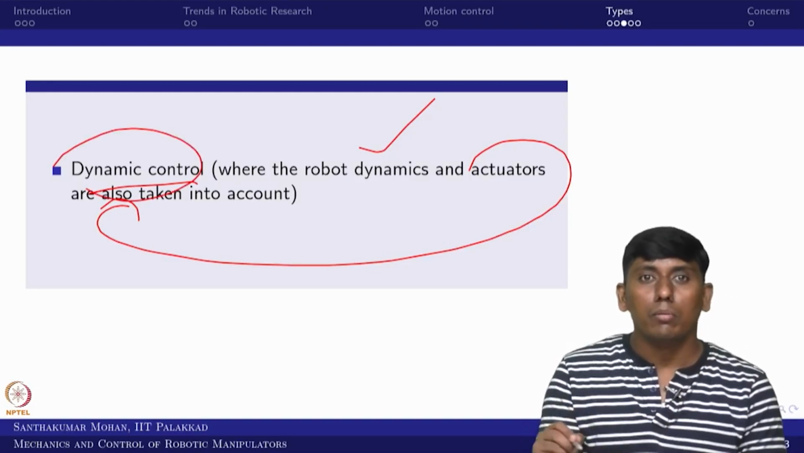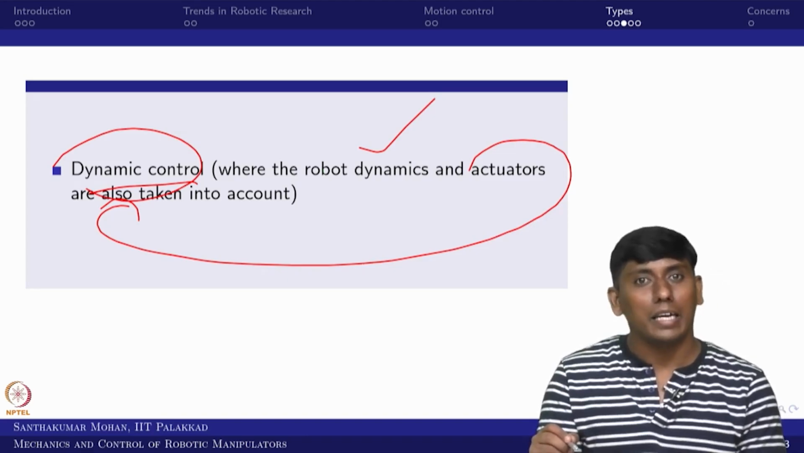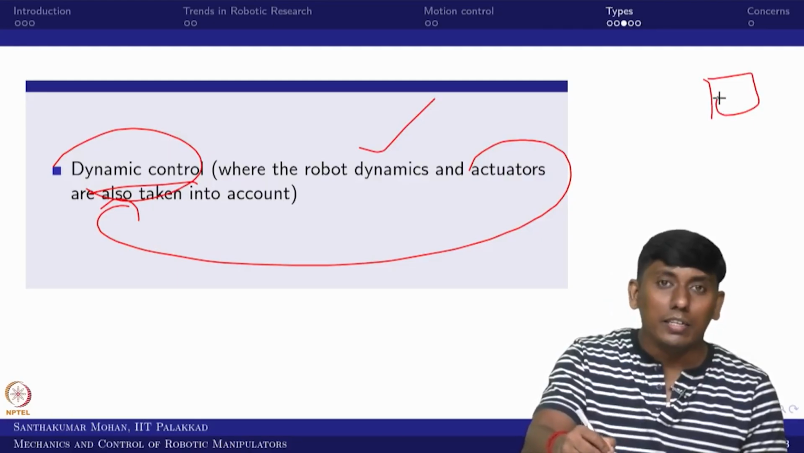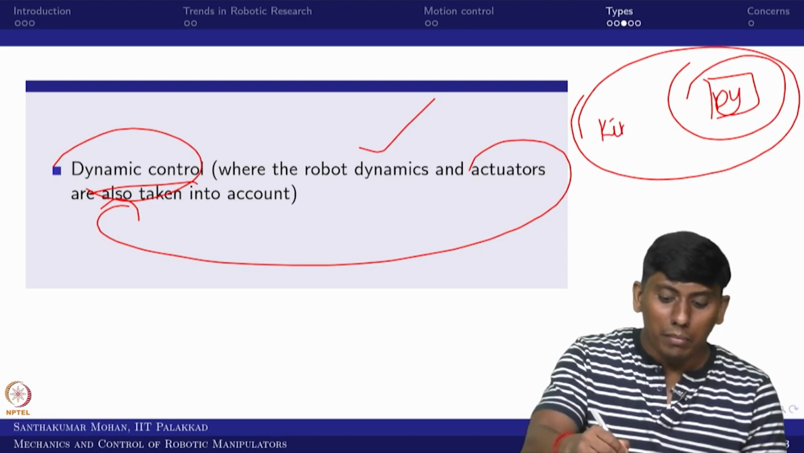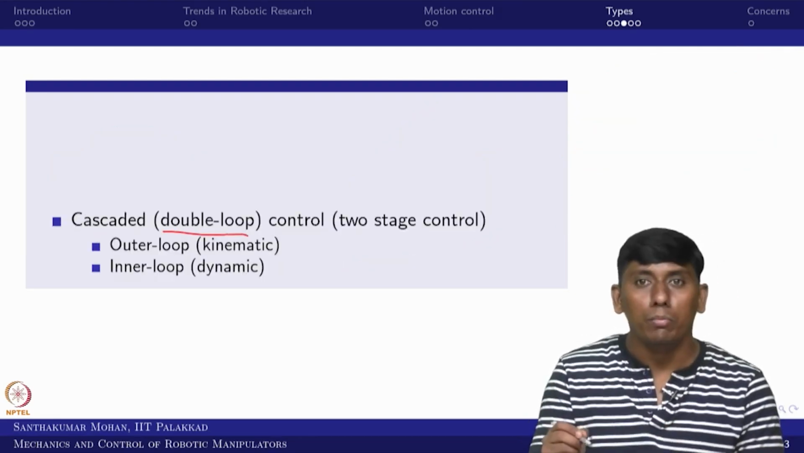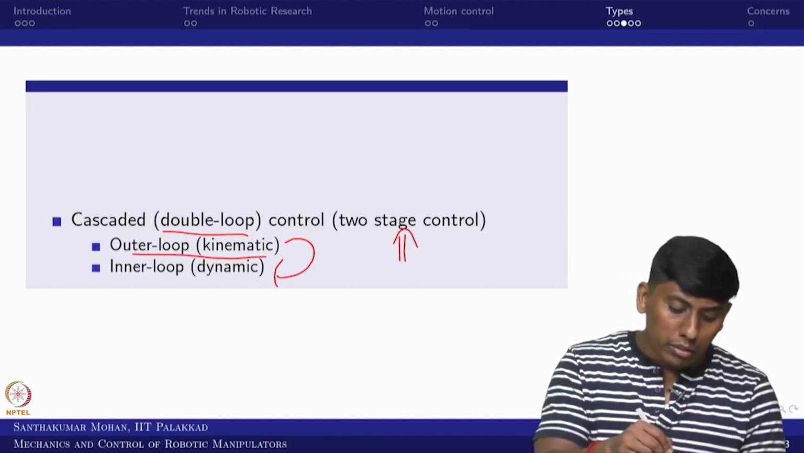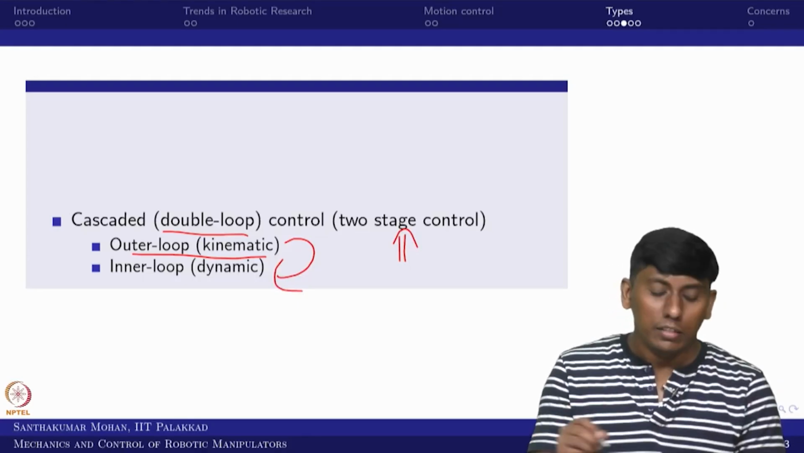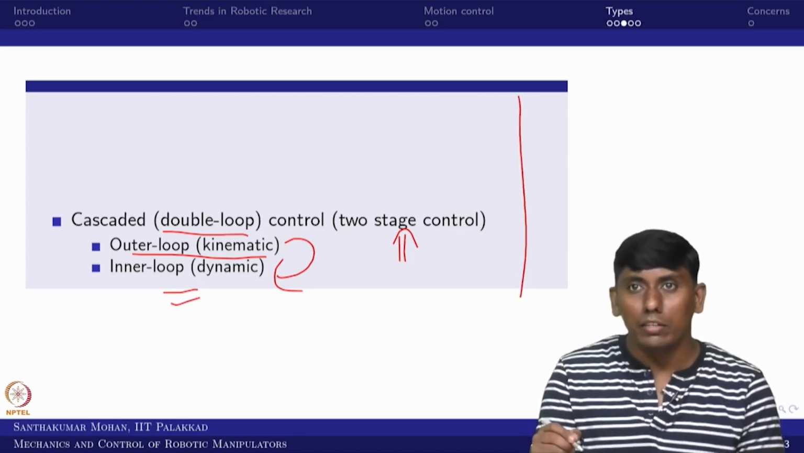Most commonly people try to combine the kinematic and dynamic, which we call cascaded or dual loop, where the inner loop would be dynamic level and the outer loop would be kinematic level. That is what we call cascaded, dual loop or double loop, which is actually two stage. The outer loop would be kinematic, and based on that the inner loop desired characteristics will be designed or defined. We will see all this detail in an upcoming lecture.